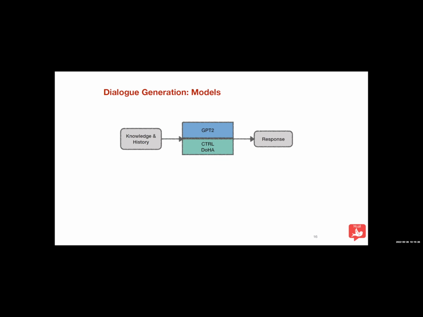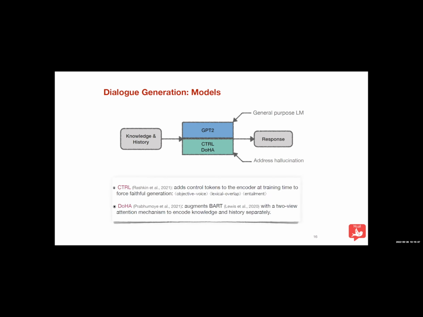And if you look at models, is it just the data sets that are the problem, or are there problems with models as well? We look at GPT-2, which is a general purpose language model. And CTRL, which is controlled generation, specifically designed to fix some of the hallucination issues. Or DoHA, which is another model. It has attention on the knowledge, it has attention on the history, and then generates a response. So it's a much more grounded model. Let's take a look at what these models do when you train on such data.